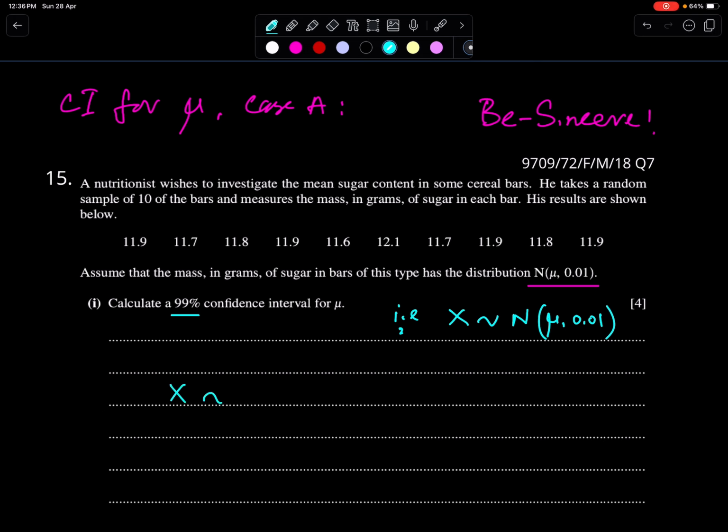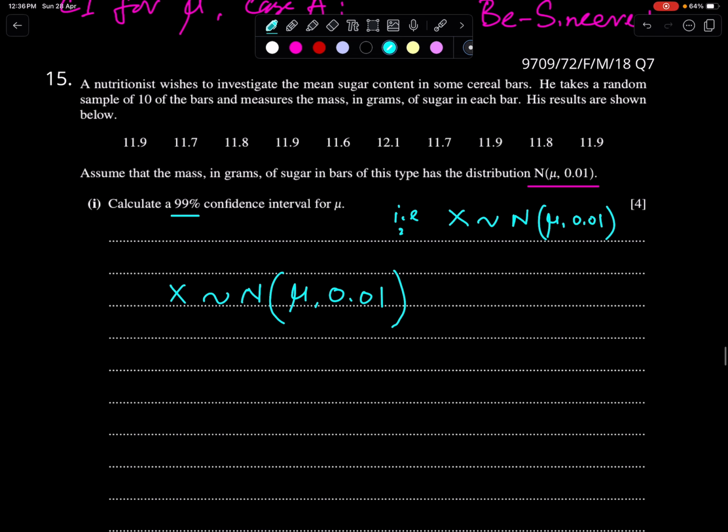Since x is normal with sigma square known, therefore this question is of case A. Because in case A, population is normal, sample size is any size and sigma square is known. Since this is case A, therefore x bar is also normal with mean mu and variance 0.01 over n, which is 10.